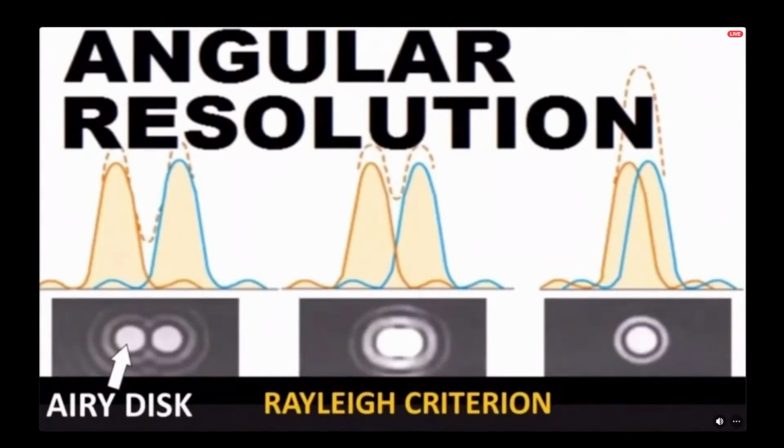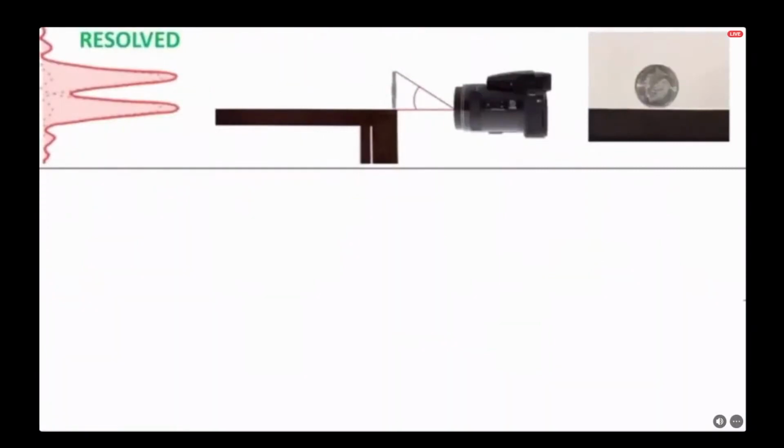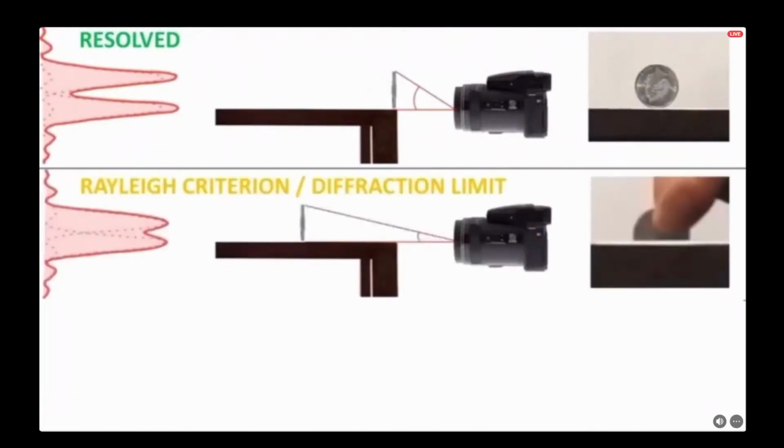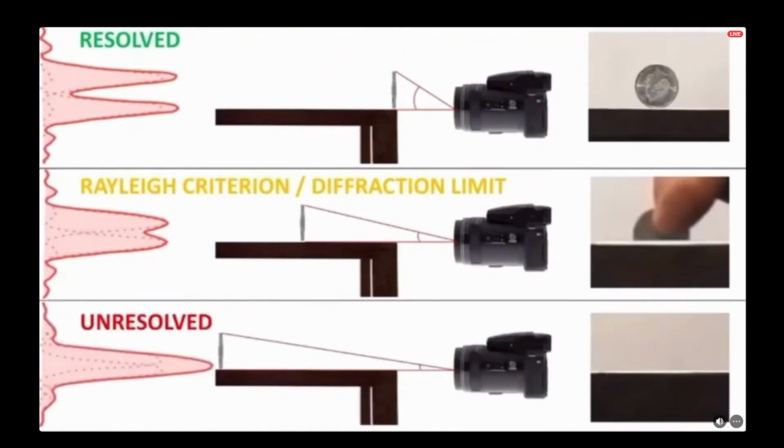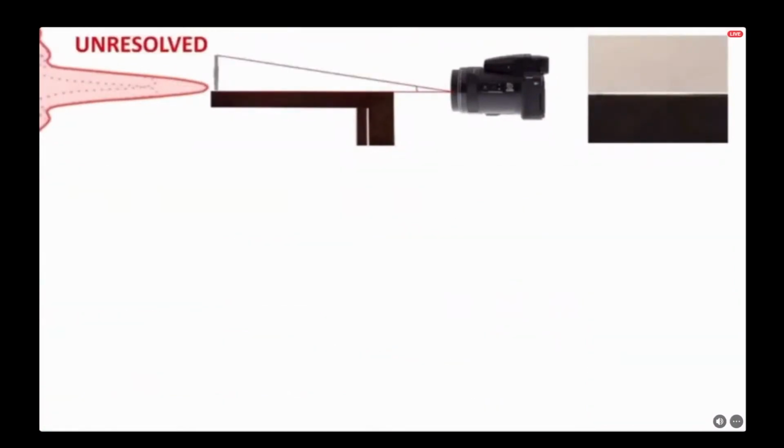So relating this to my observation, when the coin is closer to the camera, it is fully resolved. As you start moving the coin away from the camera, it meets the Rayleigh criterion, or the diffraction limit, and this creates a smaller angle, making the coin disappear bottom up. And when you move the coin further away, it becomes fully unresolved. Now, as I said, 100% of the light from that coin is still reaching the camera, it's just unresolved.